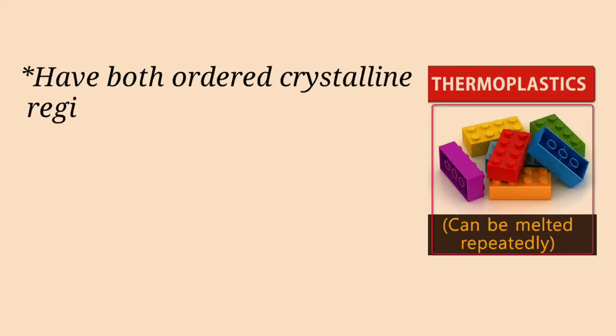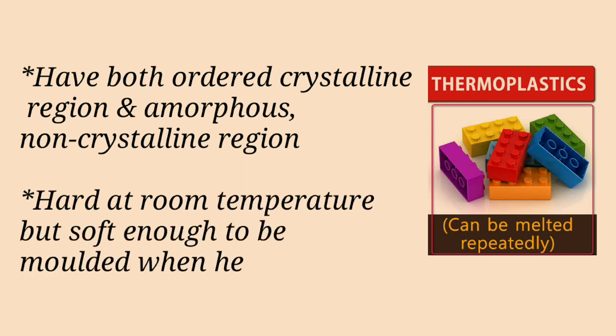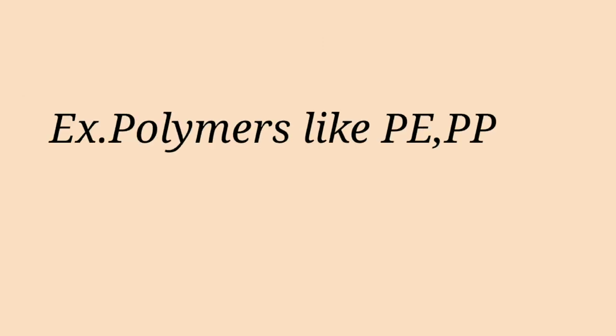First is thermoplastics. They have both ordered crystalline region and amorphous non-crystalline region. These are hard at room temperature but soft enough to be molded when heated. So we can say that thermoplastics can be remolded number of times by heat treatment. That is, they can be reused. For example, combs, toys, light switch plates, etc. For example, polymers like polyethylene, polypropylene, polystyrene and polyvinyl chloride.